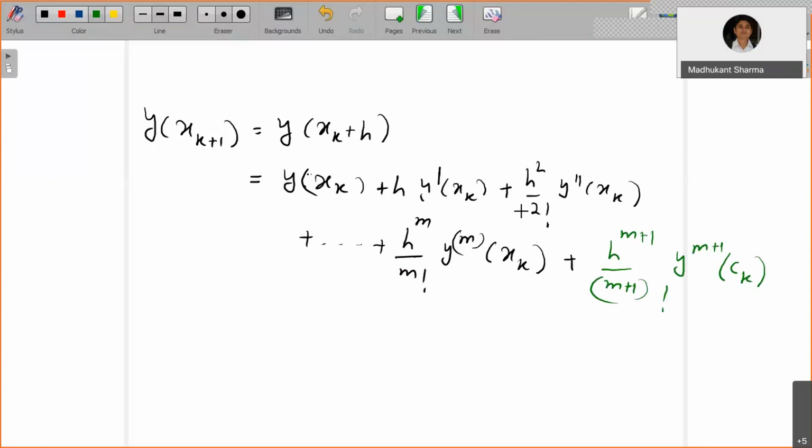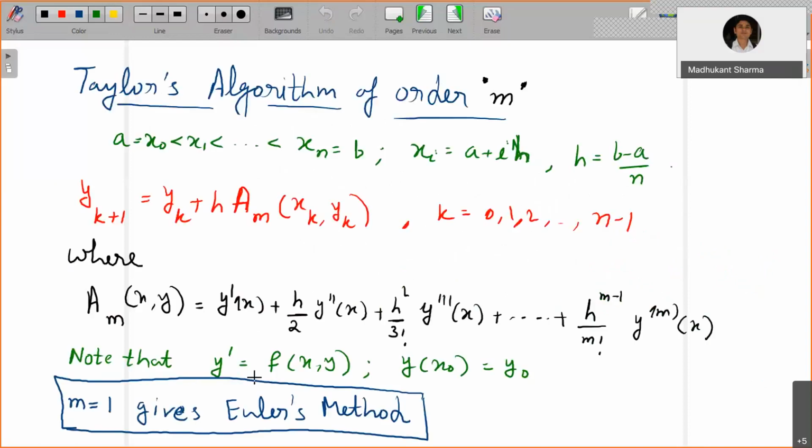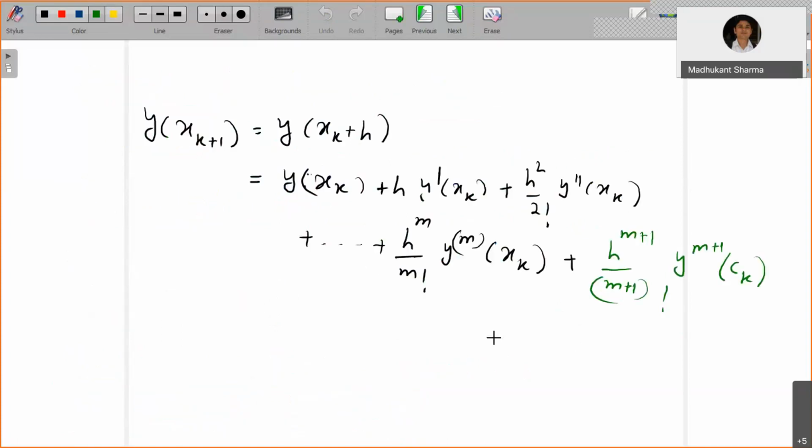So h you can take common, which we denote by A m. We are truncating after the m plus 1th term, so the error is of order h to the power m plus 1. So you have y dash equals f of x, y, with y at x naught equals y naught. If you replace m equals 1, it will give you Euler's method, because it is derived from Taylor's method after truncating at the second term. So what will be the error term? The error term is already mentioned here. This is the local discretization error.